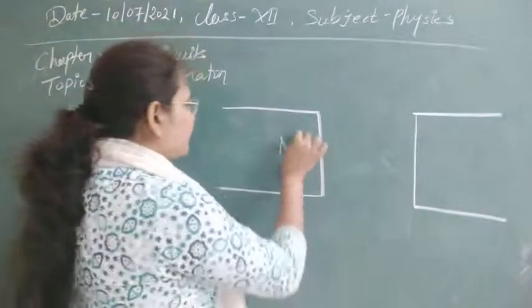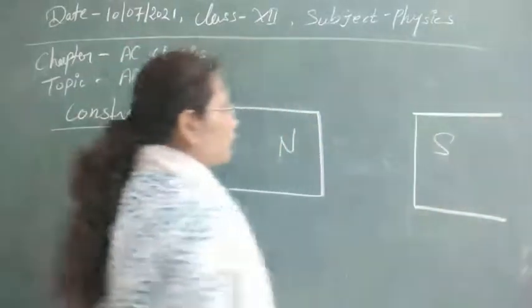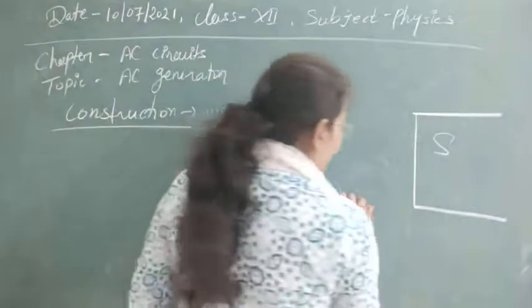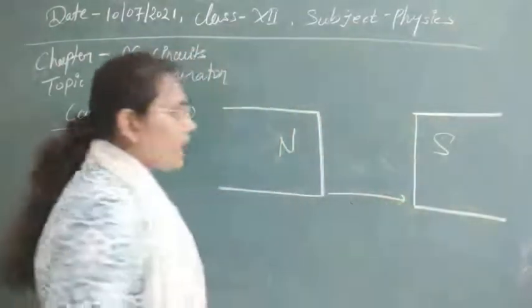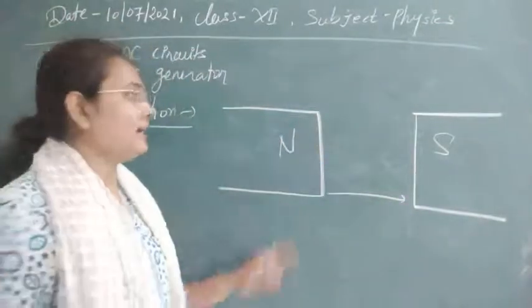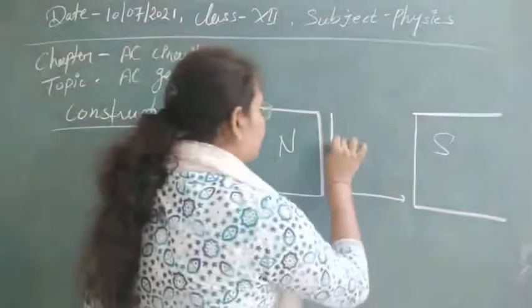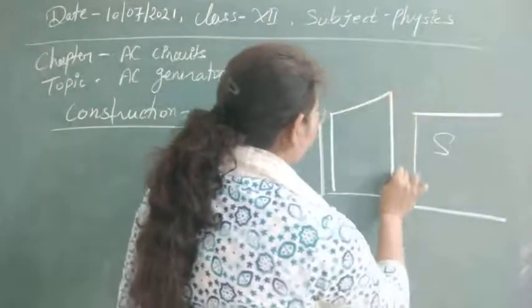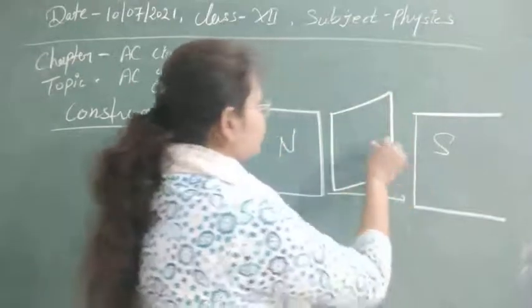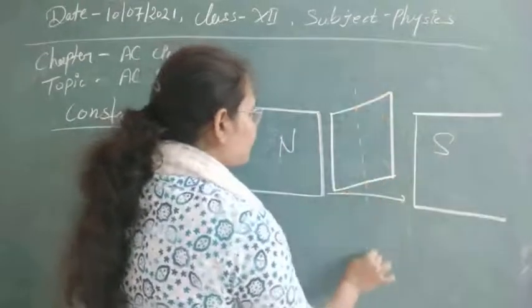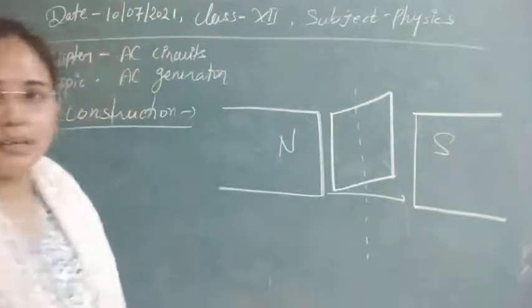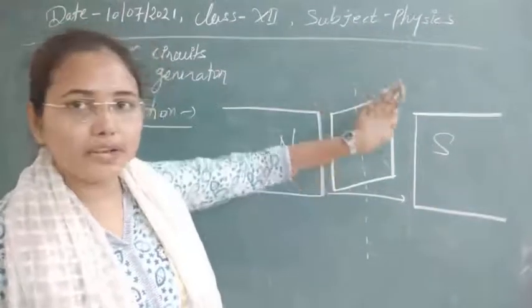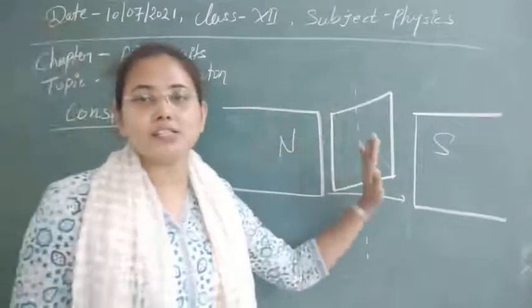For the horseshoe magnet, suppose this is north and this is south. Then the magnetic field direction will be in this one direction. Now we have kept a coil in this magnetic field, in between these two pole pieces. So if this is our coil, suppose, its axis is free to rotate in the external magnetic field. Means this coil can rotate by 360 degrees in this magnetic field.